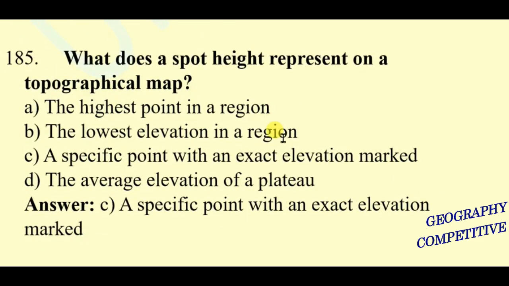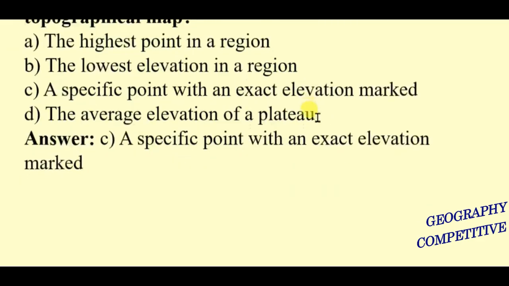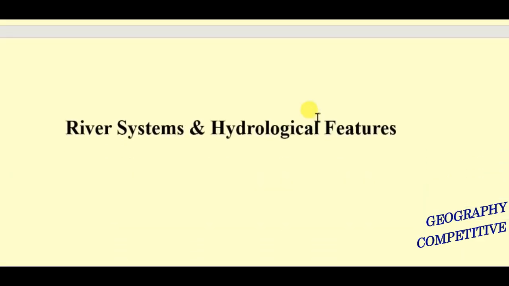Question 185. What does a spot height represent on a topographical map? The highest point in a region, the lowest elevation in a region, a specific point with an exact elevation marked, the average elevation of a flat area. Here the right answer will be a specific point with an exact elevation marked. River systems and hydrological features.